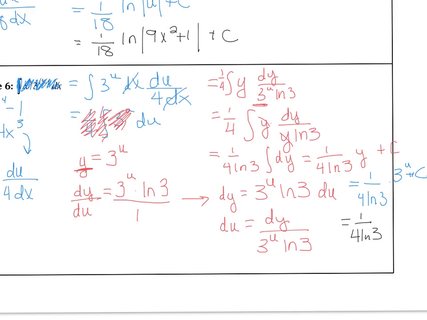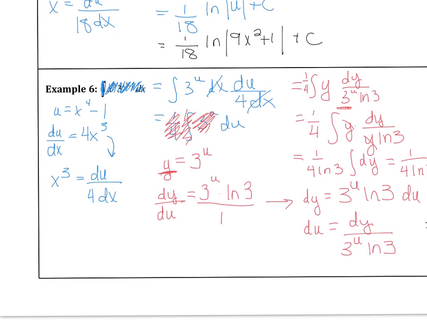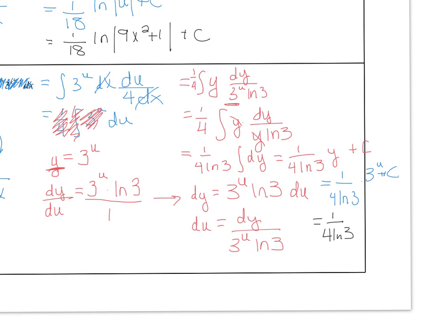Wait, what is u? Let's come over here and look. U is x to the 4th minus 1. Okay, so that's going to be 3 to the x to the 4th minus 1, all plus c. If you wanted to make this a little bit more compact, you could say 3 to the x to the 4th minus 1 all over 4 ln 3 plus c. And that's your final answer.